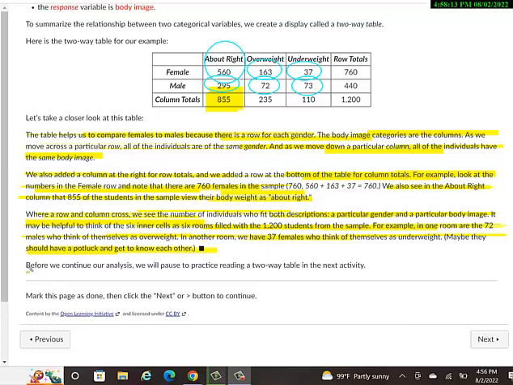That's silly. Before we continue our analysis, we will pause to practice reading a two-way table in the next activity. So I was curious about these. We could probably do the percentages here, but I have a feeling we'll revisit this again in the future.